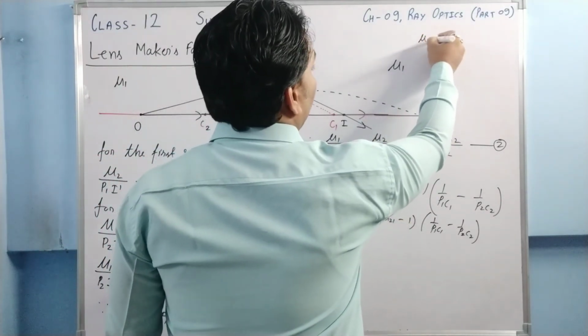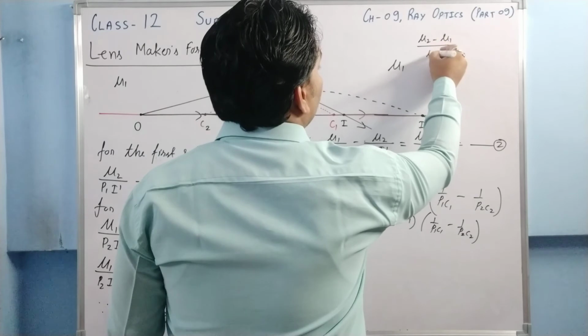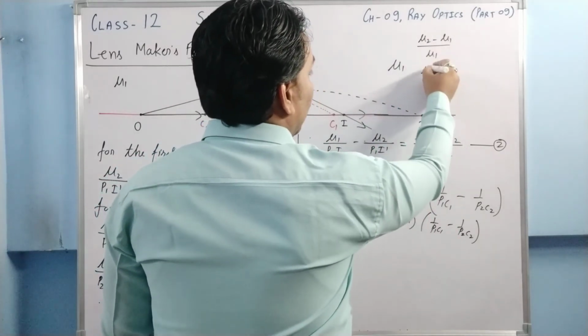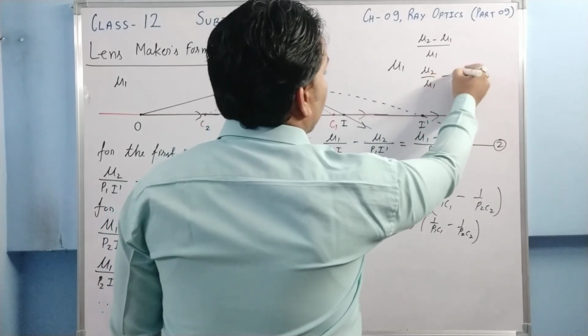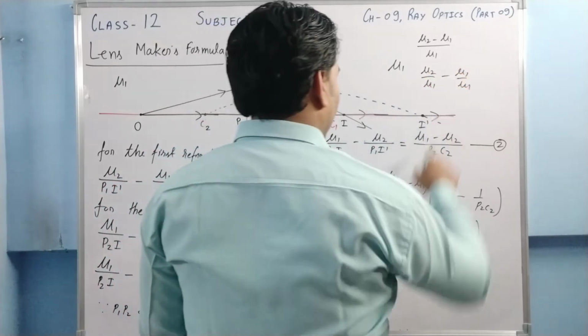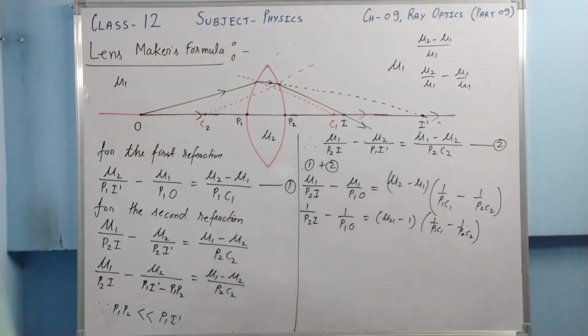Like mu 2 minus mu 1 upon mu 1 is there, so it is divided. Mu 1 is transferred this side, we'll get this one. So it can be written as mu 2 upon mu 1 minus mu 1 upon mu 1. So mu 2 upon mu 1, it is mu 21. Mu 1 upon mu 1, it is 1. So we are left with this one.